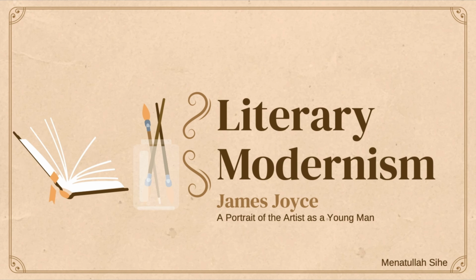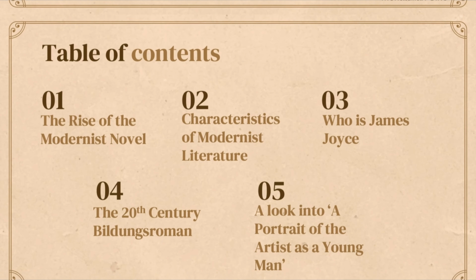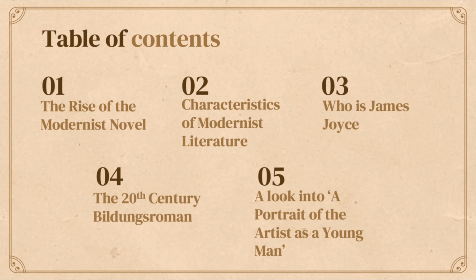Literary Modernism, and a look into A Portrait of the Artist as a Young Man by James Joyce. First, I will talk about the rise of the modernist novel, and then the characteristics of modernist literature. Then I will introduce James Joyce, the 20th century Bildungsroman, and then a brief look into A Portrait of the Artist as a Young Man.